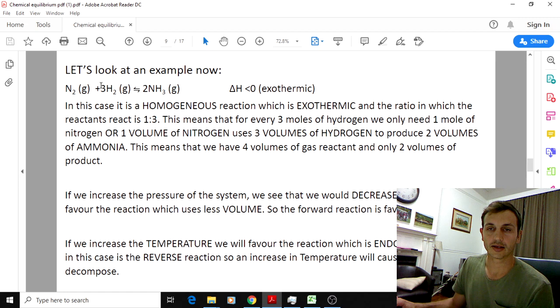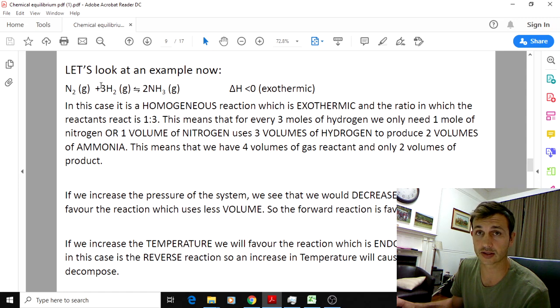Another factor affecting equilibrium is pressure, and that only has an effect on gas, because remember, when you apply pressure on liquids and solids, it's not going to change them. However, on gases it can. Gases can be compressed. So what we need to look at here is how much of each gas there is on the reactant side and on the product side.